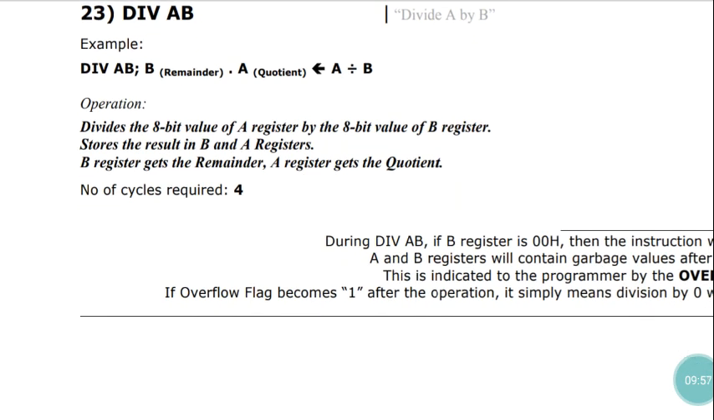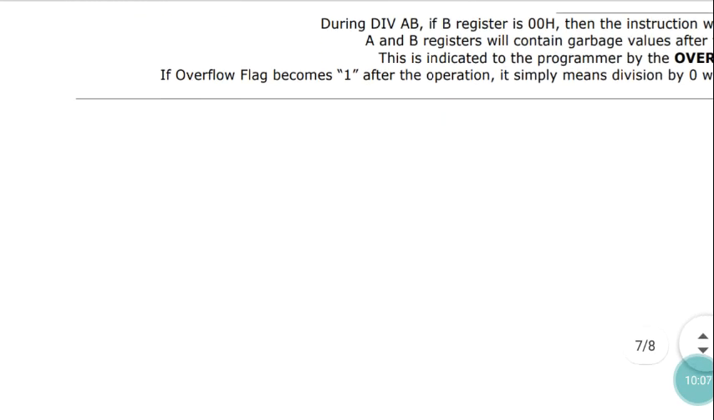Okay, next one, division, DIV AB. That means A by B. We get two results, the quotient and the remainder. The quotient will be saved into the register A, and the remainder will be saved into the register B.